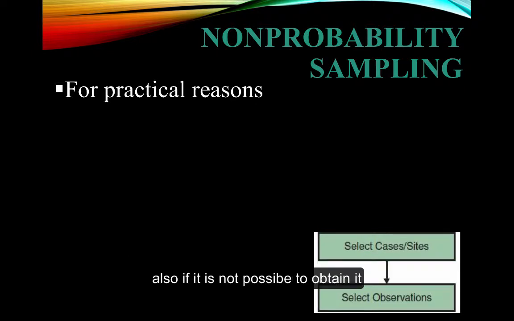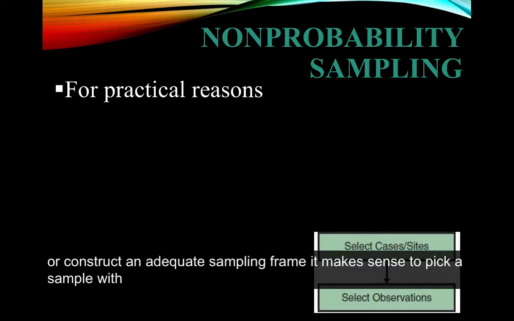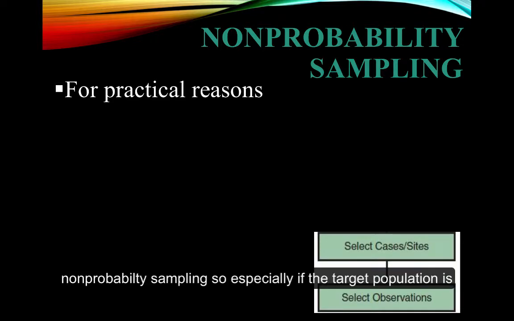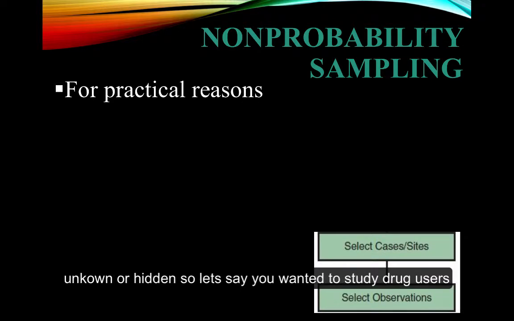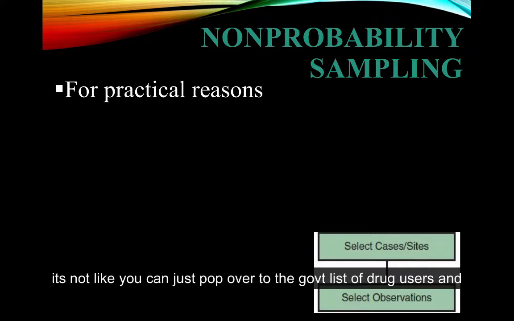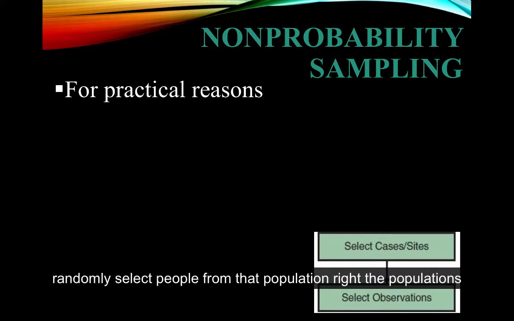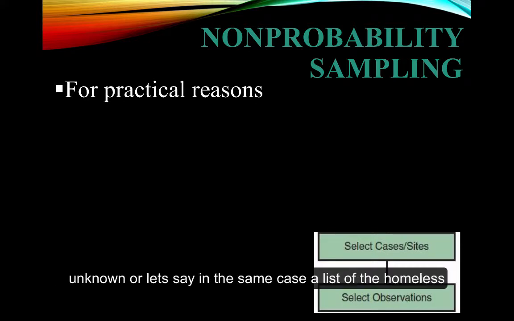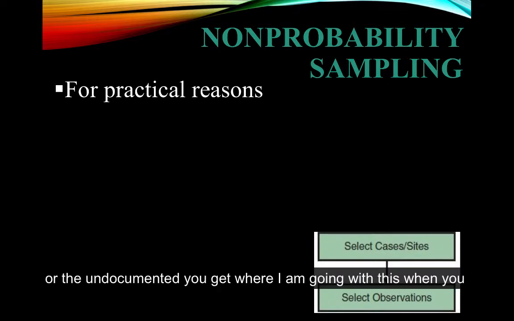Also, if it's not possible to obtain or construct an adequate sampling frame, it makes sense to pick a sample with non-probability sampling. So especially if the target population is unknown or hidden. So let's say you wanted to study drug users. It's not like you can just pop over to the government list of drug users and randomly select people from that population, right? The population's unknown. Or let's say, in the same case, a list of the homeless or the undocumented, right? You get where I'm going with this.